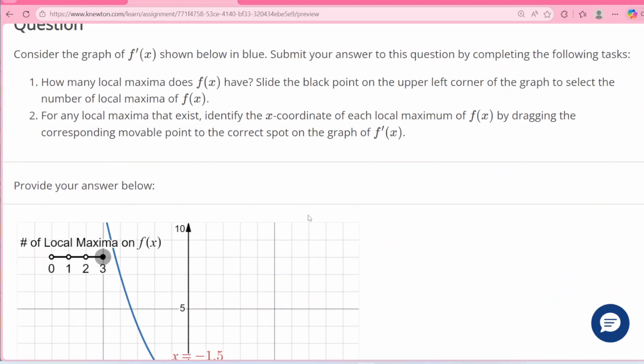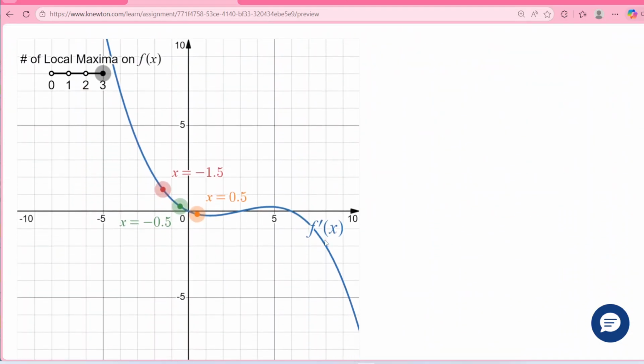All right, so another one where we're given the graph of f prime, asked how many local maximum values would be on the graph of f, how many tops of hills. So once again, you're looking where the derivative is 0, and if it's going from positive on the left to negative on the right, that's where you're going to have local maximum values on the original graph. So I'll just move these points out of the way real quick.